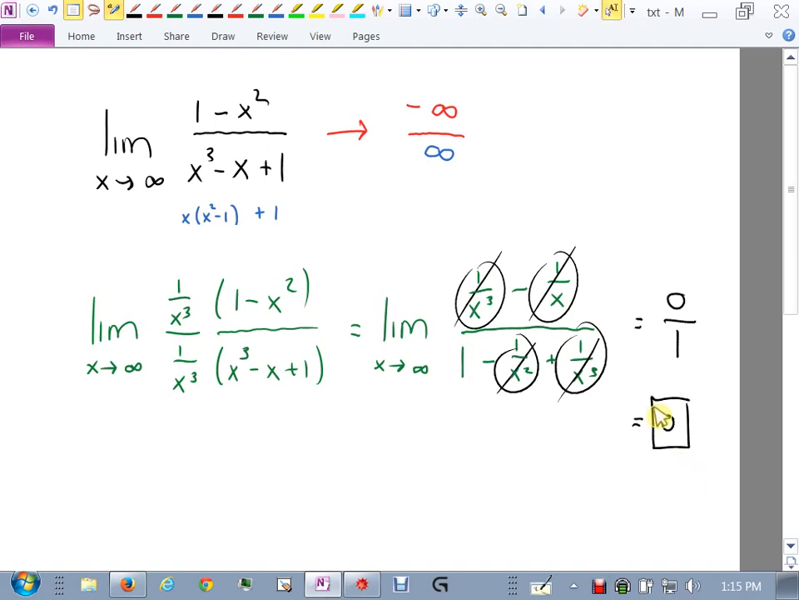So this is good that you asked this question because, look, in the previous problem I did, we had negative infinity over infinity, and it was negative 1, wasn't it, the limit? But here we had negative infinity over infinity, and we actually got 0.